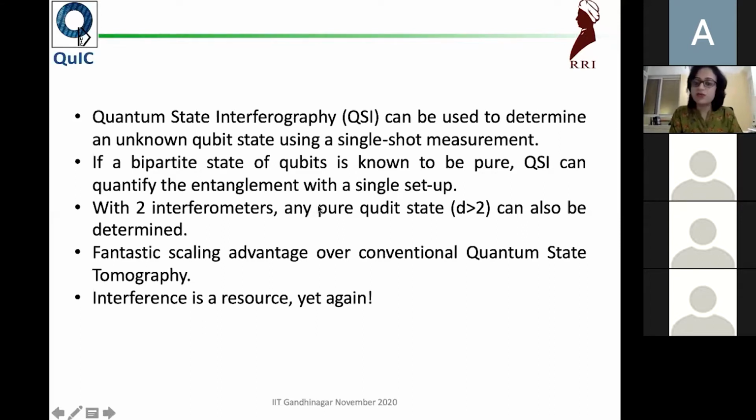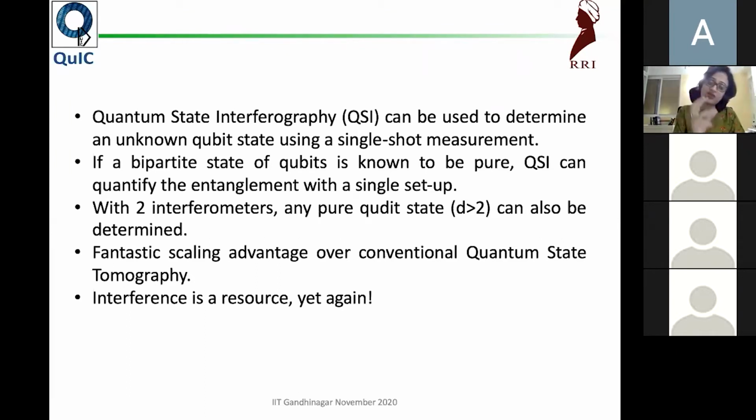And so with 2 interferometers, now if you want to scale the dimension higher, so of course qubits is fine, but what happens to a qudit, which is d greater than 2? If you now talk about a 3-dimensional system or a 4-dimensional system, then of course the tomography requirements go as d squared. So it is very large, the number of measurements you need in order to reconstruct. However, for our QSI, with 2 interferometers, any pure qudit state can also be determined. So this gives us a fantastic scaling advantage over conventional quantum state tomography.